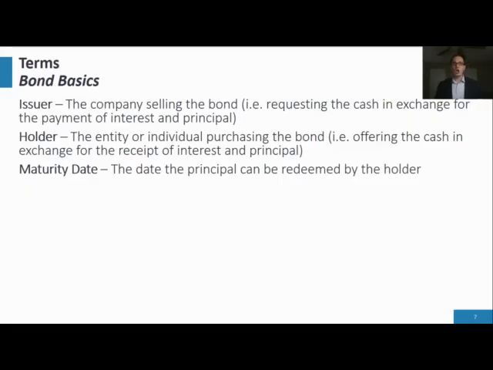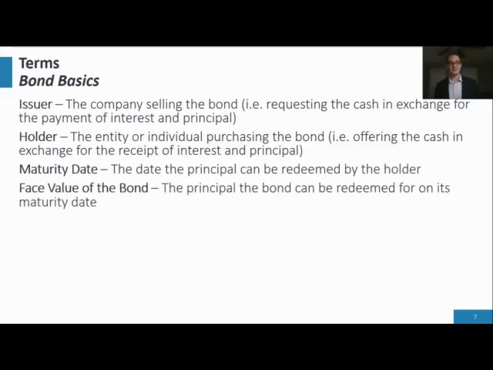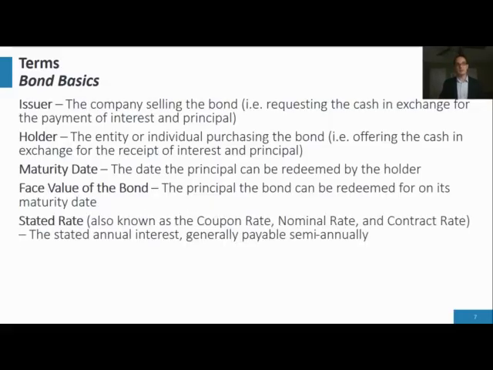So the maturity date is the date the principal can be redeemed by the holder. So if the principal can be redeemed in 2025, that's the day the holder can get back all of its principal, which is also known as the face value of the bond. That's the amount on the bond that the holder can expect to get. It's actually on the face of the bond, and we can expect to receive that. It's also known as the principal payment.